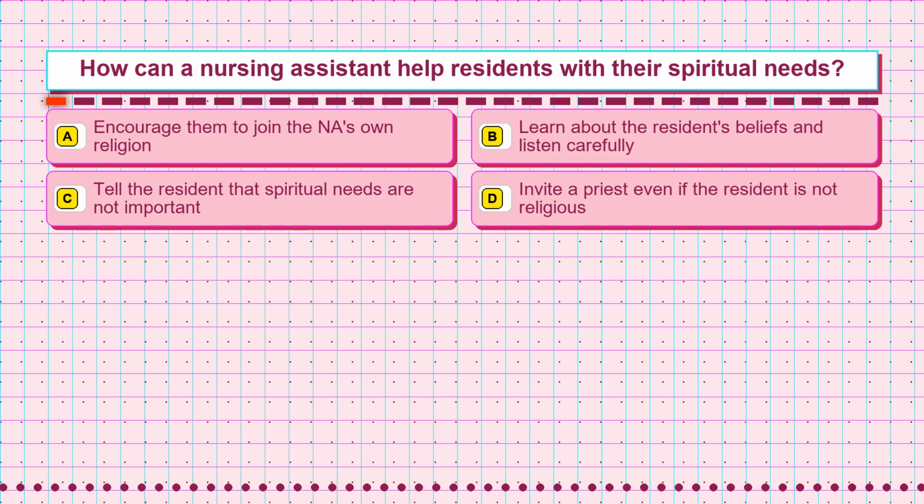Question 53. How can a nursing assistant help residents with their spiritual needs? Option A, encourage them to join the NA's own religion. Option B, learn about the resident's beliefs and listen carefully. Option C, tell the resident that spiritual needs are not important. Option D, invite a priest even if the resident is not religious.